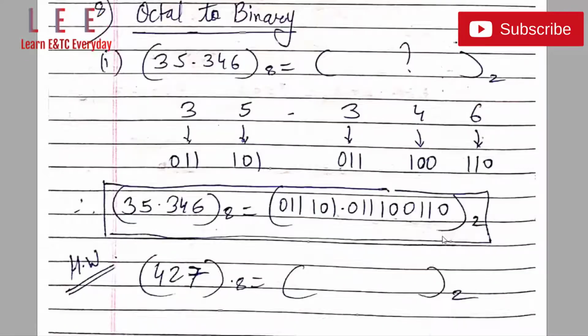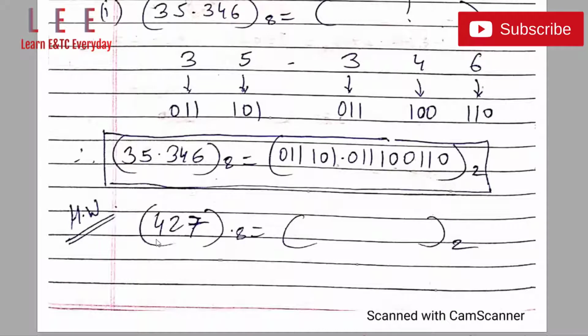Very simple. So this is a single homework I have given you. You can take any number. Since it is an octal number, you have to remember that here the digits range only from 0 to 7.